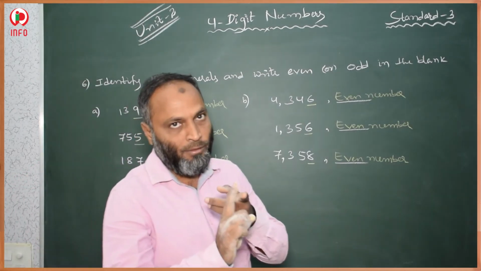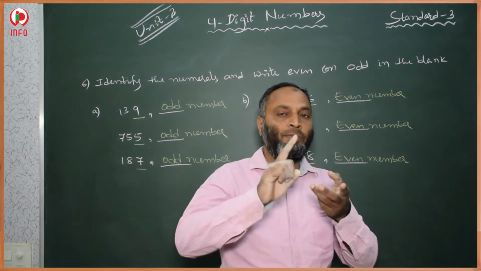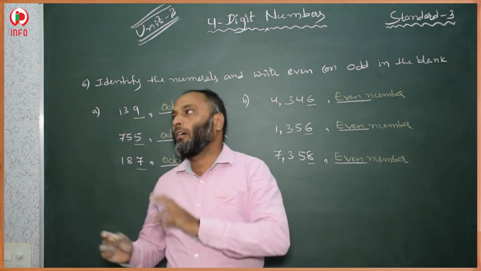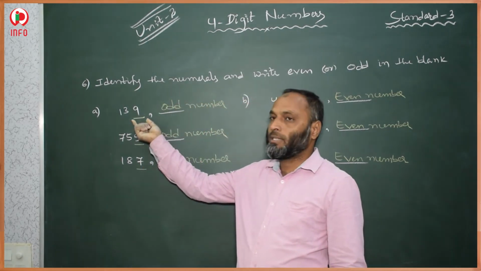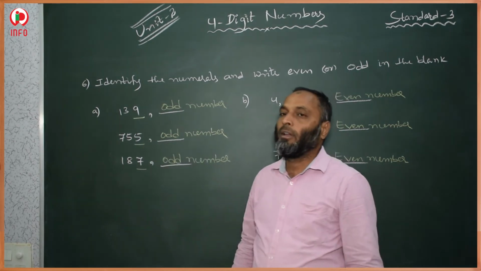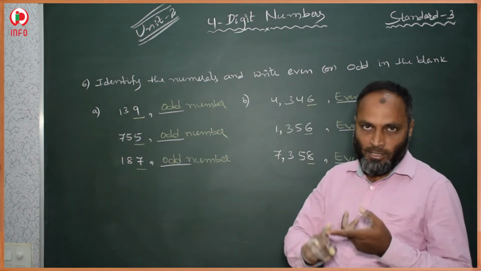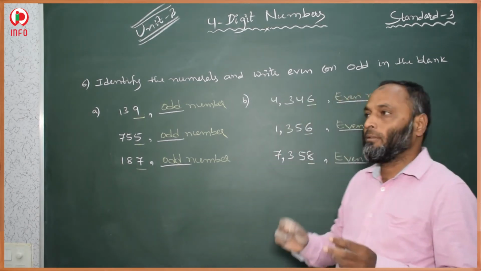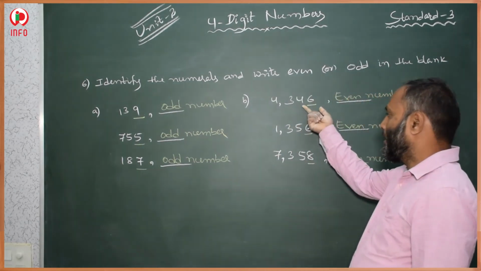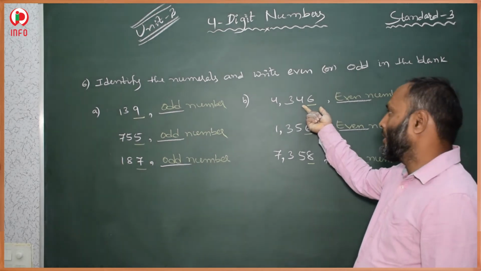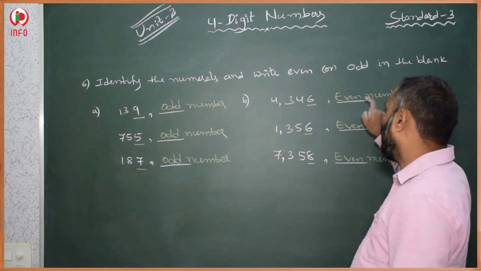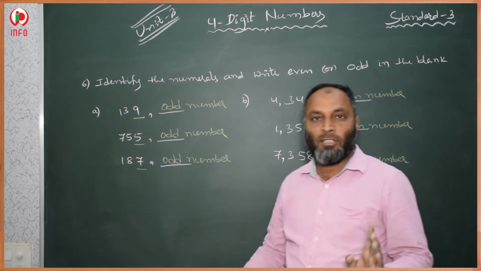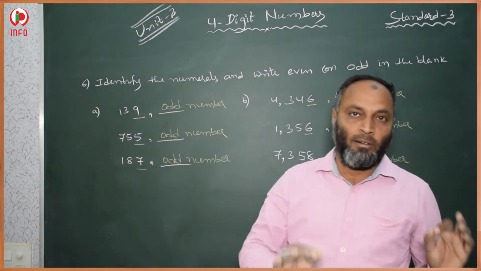If 1, 3, 5, 7, 9 come in the ones place, then the number is an odd number. Other than these, that is 0, 2, 4, 6 and 8, if these numbers come in the unit place of the number, then those numbers are even numbers. This is the difference between even numbers and odd numbers.